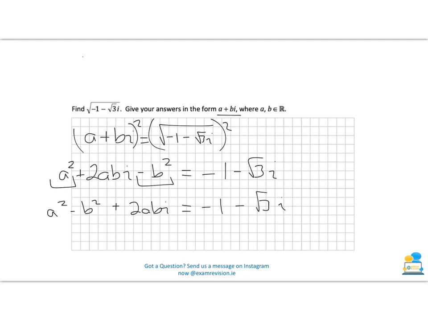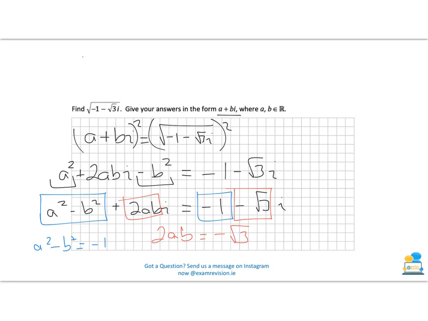So what we're going to do now is equate the real numbers to each other. So that means that a squared minus b squared is going to equal -1. And then we're going to equate the imaginaries. So that's going to be 2ab equals, and just be careful with your signs, minus root 3.